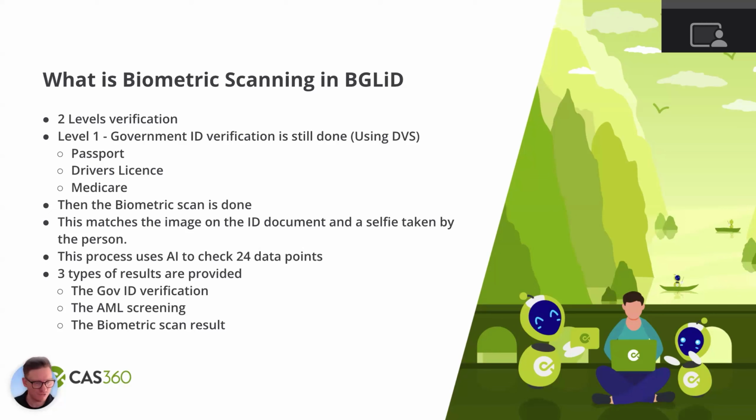There's actually 24 data points that are used as part of that biometric verification. The biometric verification will make sure that the images match across those 24 data points, and then it will effectively verify that the image is a match and that the document is a legitimate document. So there are 2 levels of verification, and then we provide the AML screening on top of that. Biometric scanning is obviously the most detailed of the checks.